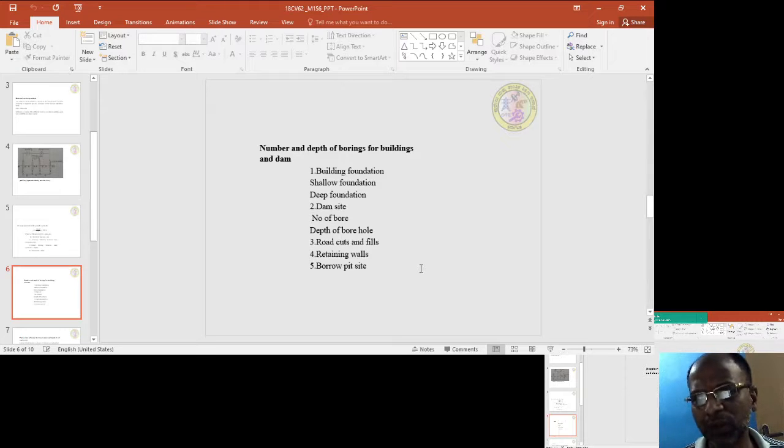This is about shallow foundation. Coming to the deep foundation, the depth of the borehole will be 10 to 30 meter depth minimum, or until we get hard bearing strata, we have to do soil exploration.